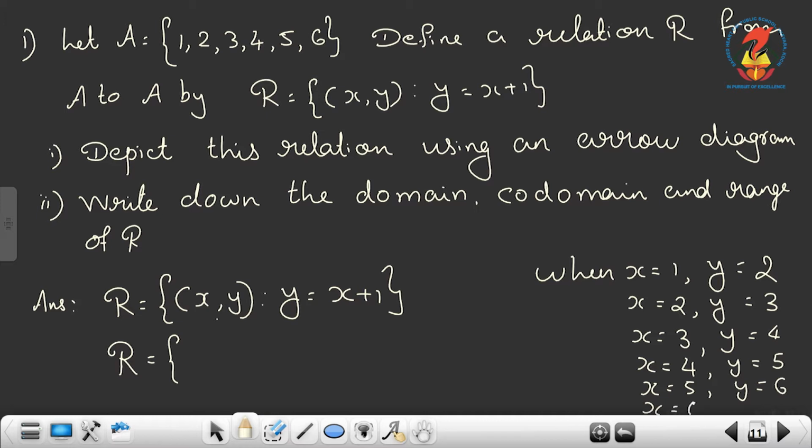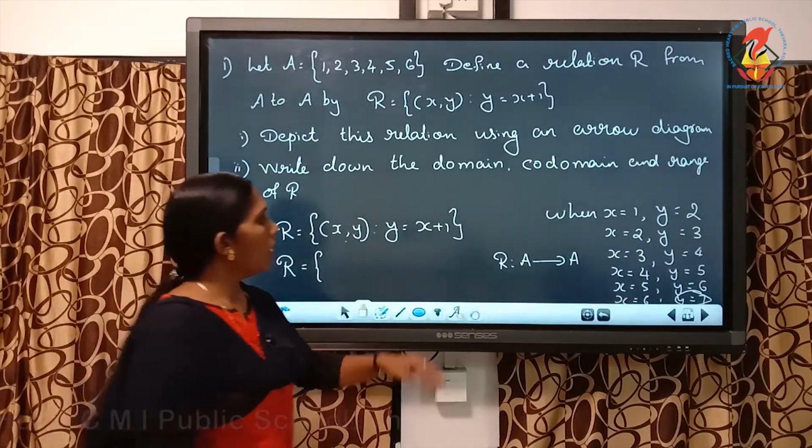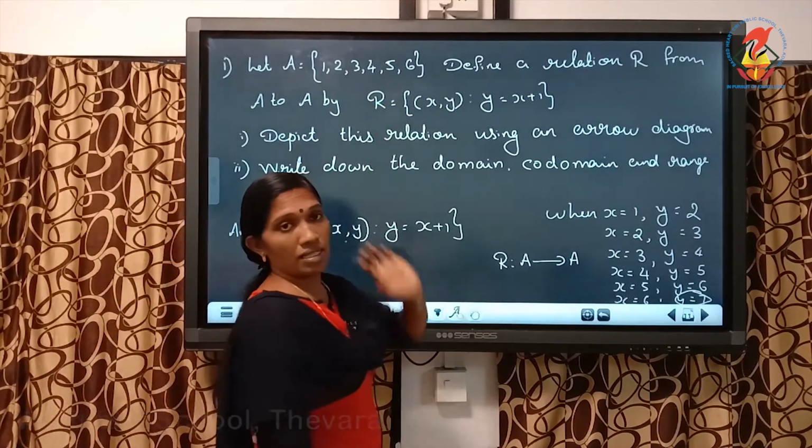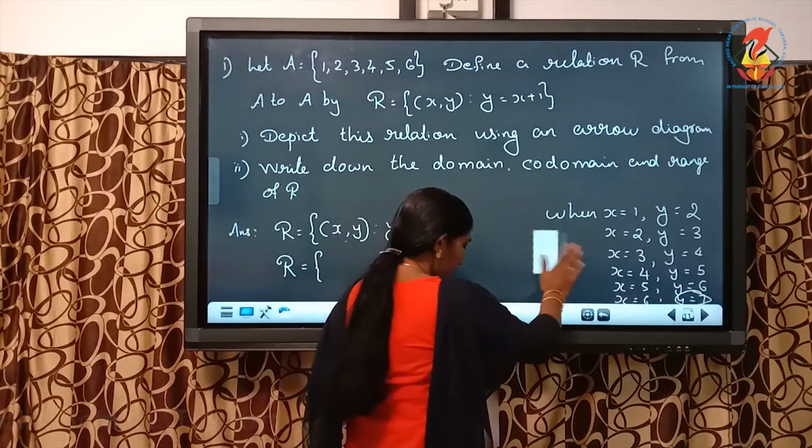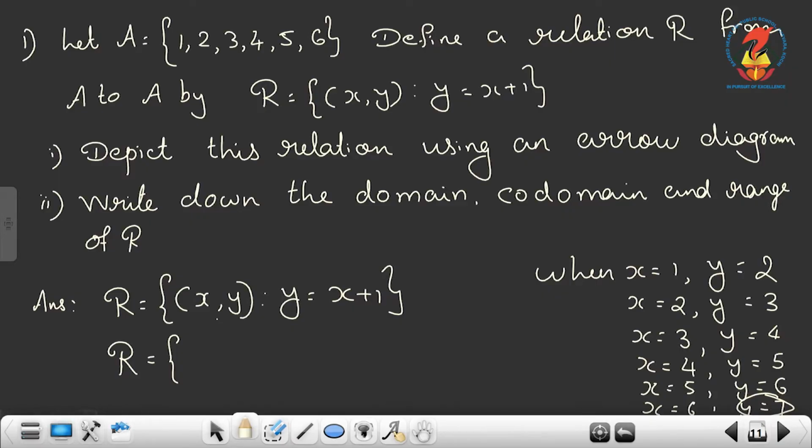And when x is 6, what is y value? y is 7. But this 7 is not in A. Okay. This relation is from A to A. X values and y values, all these elements are 1 to 6 only. So we can't take y as 7. We can't take y as 7. So you can stop here and write as ordered pairs.